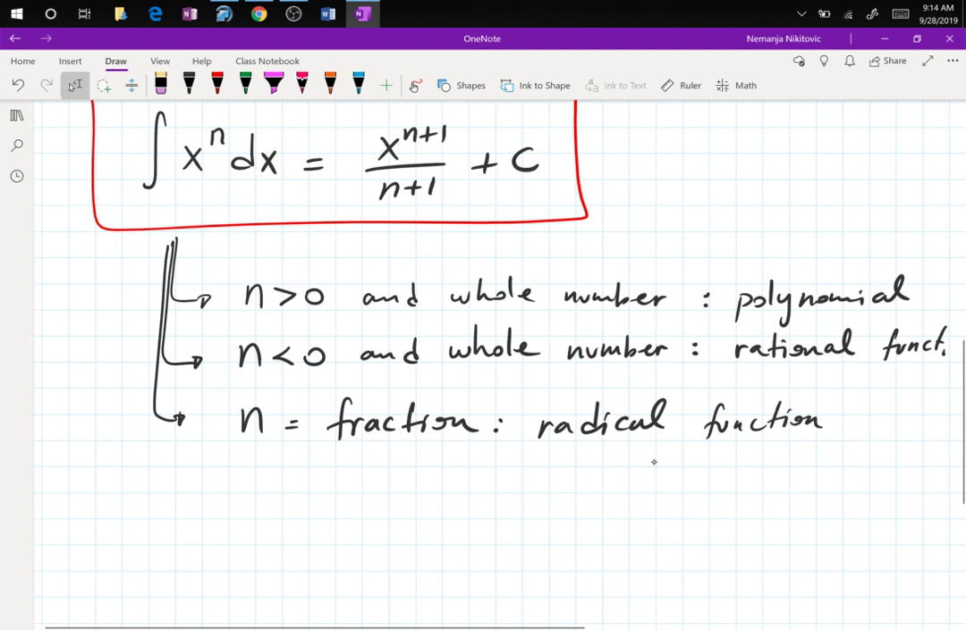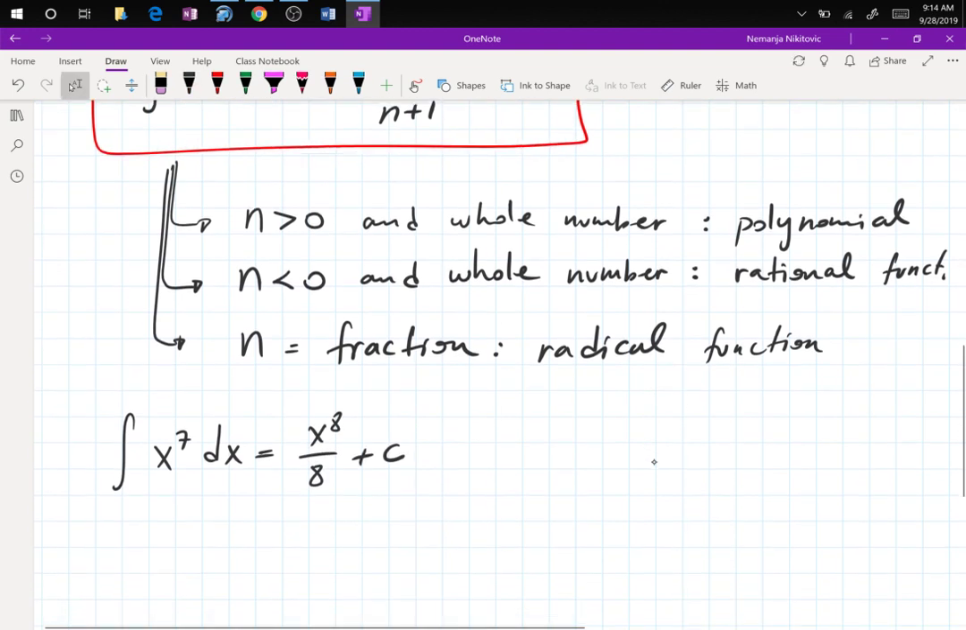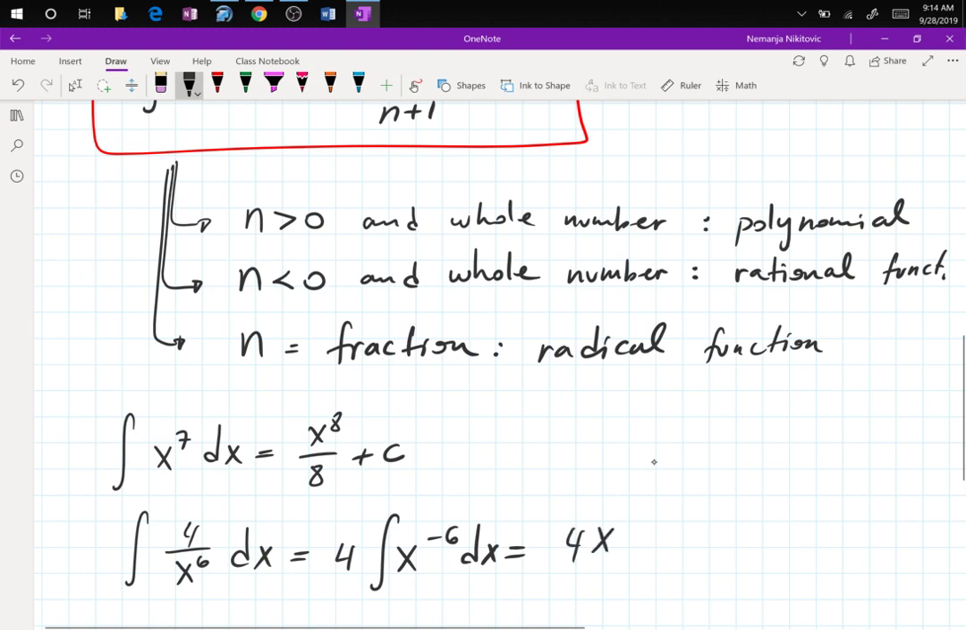So now you have these 3, and it's very simple to just say, okay, here it is, the integral of x to the 7 dx gives you x to the 8 over 8 plus c. So that will be the example for number 1. Then you have, let's say, 4 divided by x to the 6 dx. You can rewrite this as 4 times the integral of x to the negative 6 dx, and when you add 1, you get 4 times x to the negative 5 over negative 5 plus c.